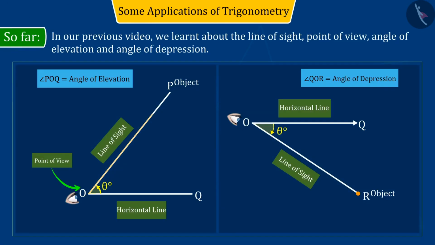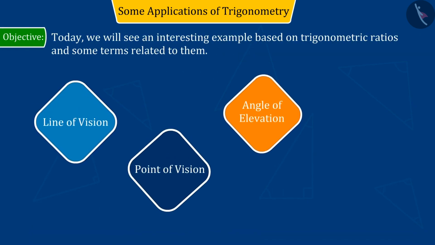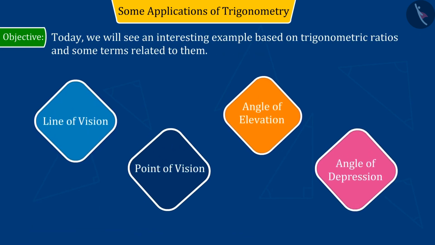In our previous video, we learned about the line of sight, point of view, elevation angle and depression angle. Today we will see an interesting example based on the use of terms in trigonometric ratios.